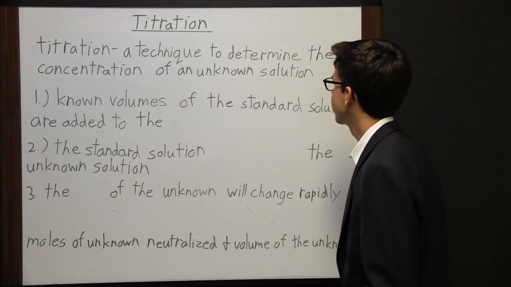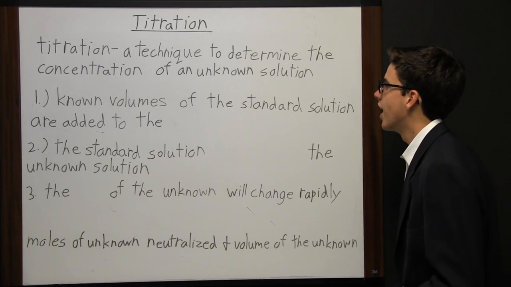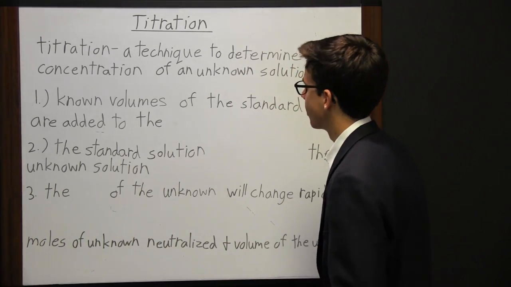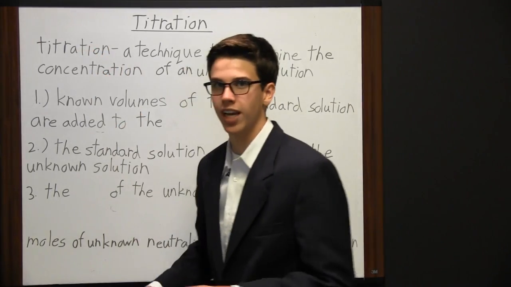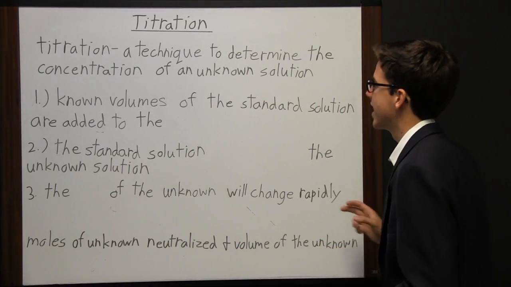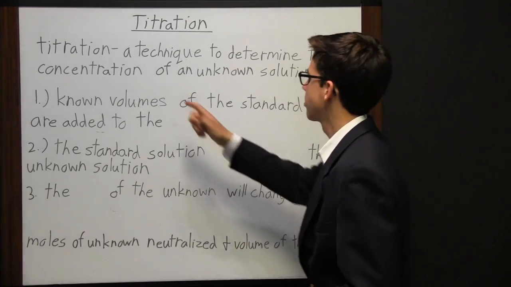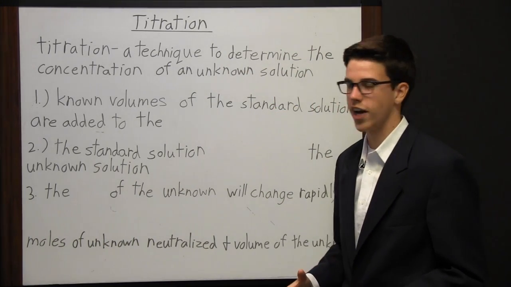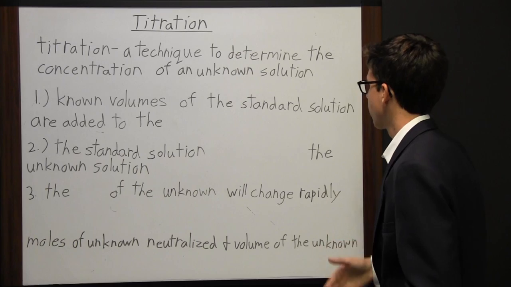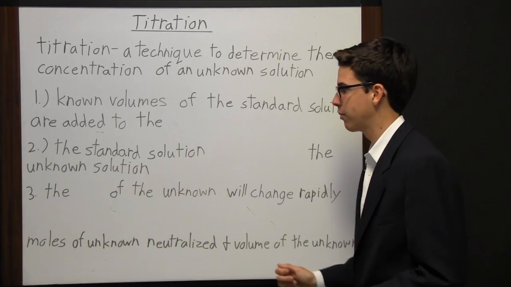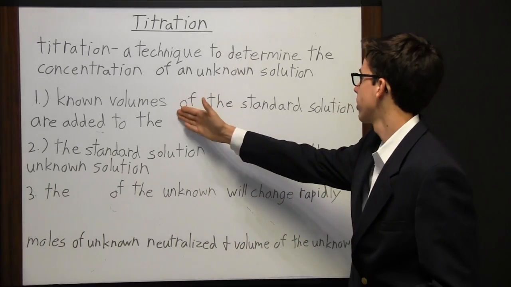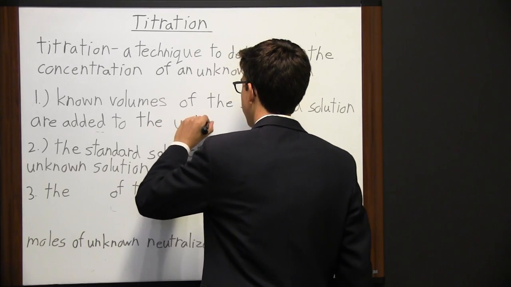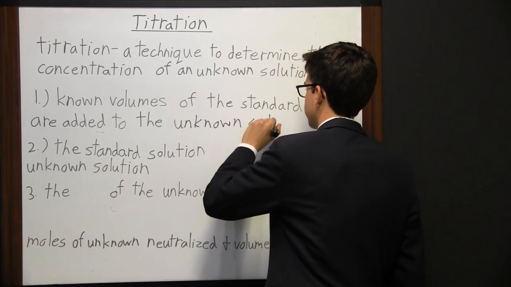Titration is a technique to determine the concentration of an unknown solution. So this unknown solution is usually going to be an acid or a base. And so titration isn't the name of a chemical or anything. It's just this process we're using, or this technique, in order to determine the concentration of this unknown solution. So there are some solutions out there which we call a standard solution, which we know what that solution is. We know the chemical makeup of it. So we take known volumes of the standard solution and we add those to the unknown solution.